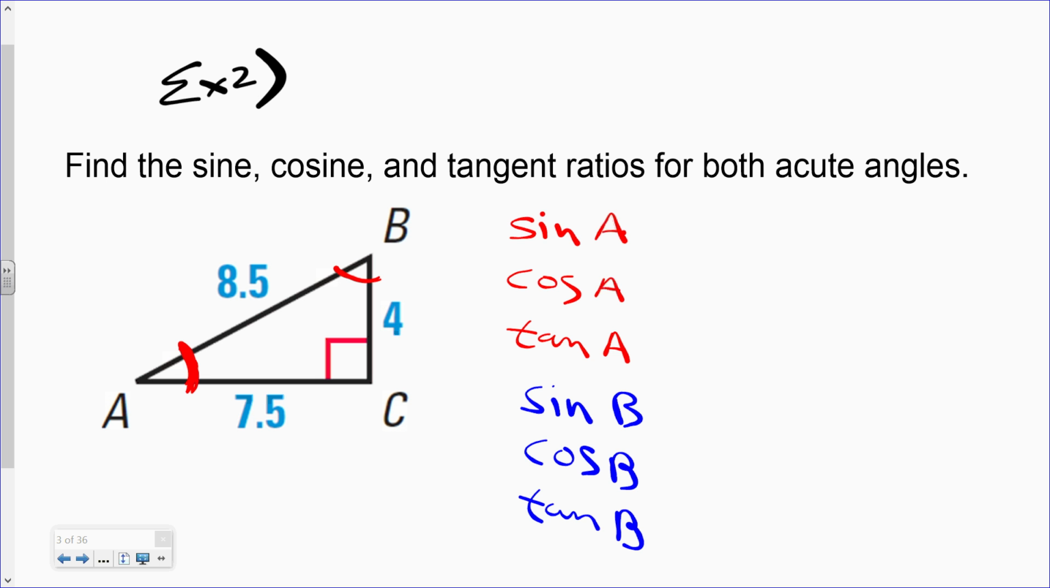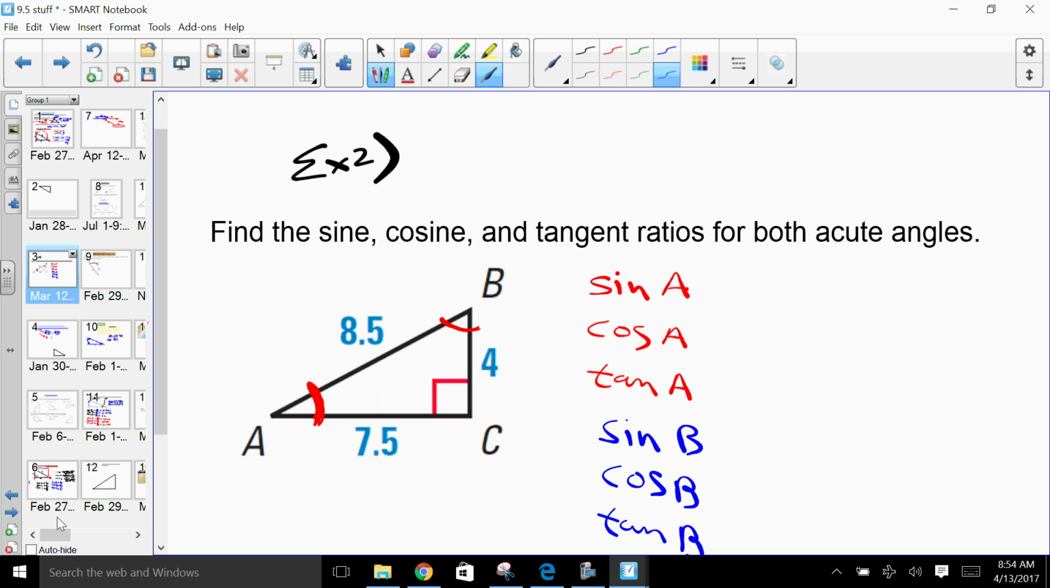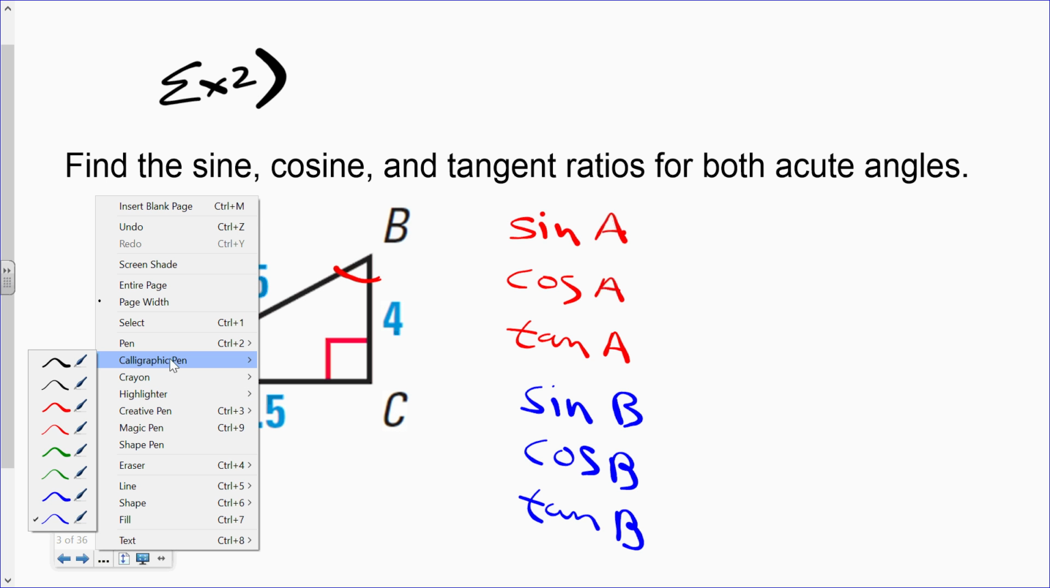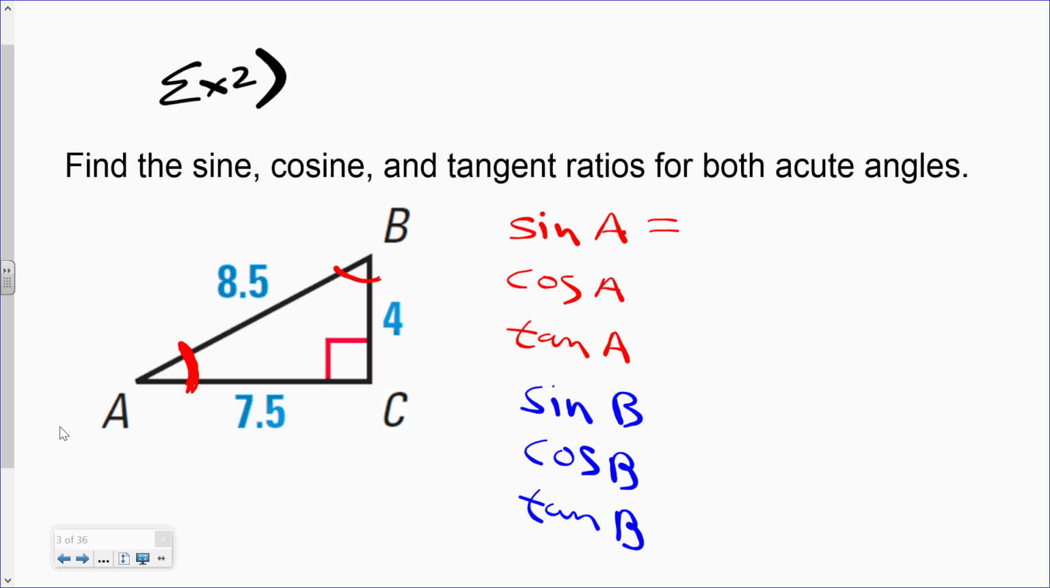Okay, here we go. I'm going to go a little faster now. All right, so sine of A. SOHCAHTOA, there's my memory device acronym. So the sine is opposite over hypotenuse. Sine of A: opposite is 4, hypotenuse is 8.5. I'm just going to do all the fractions first and then start typing stuff in my calculator later.